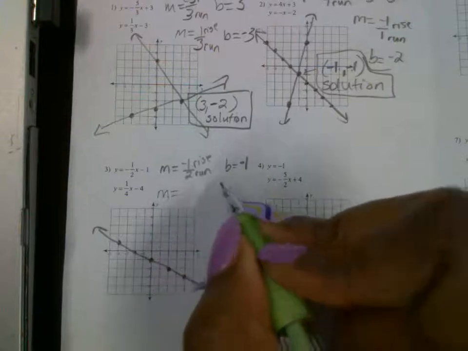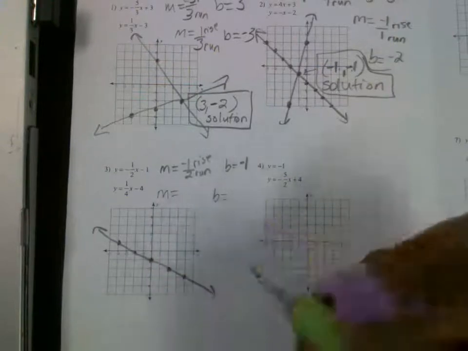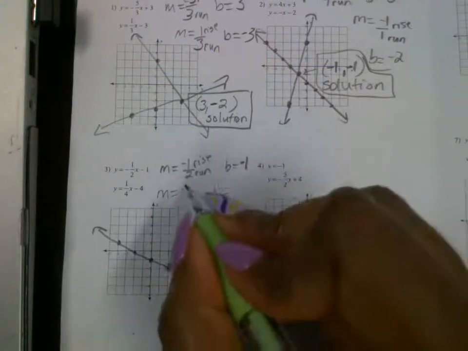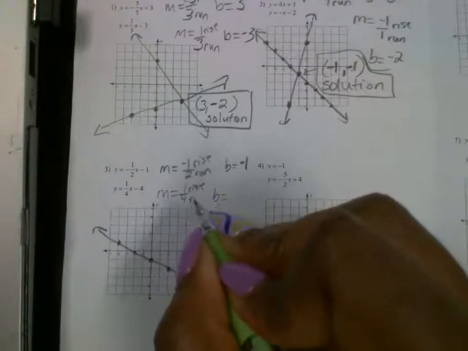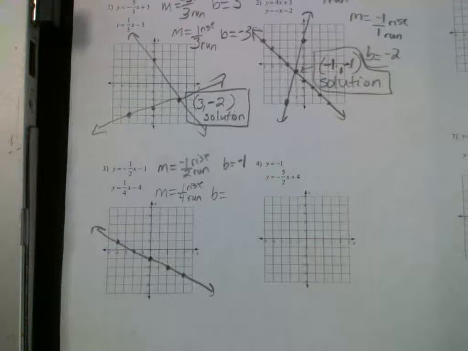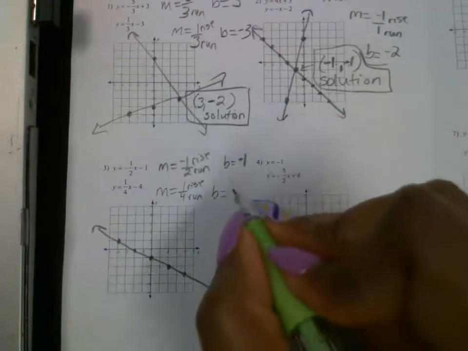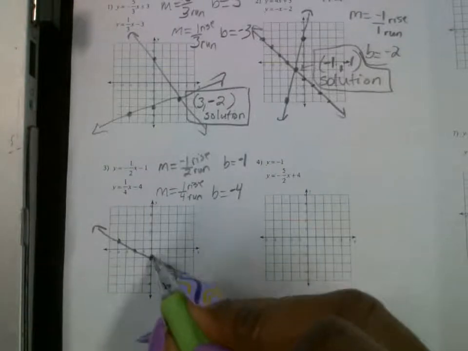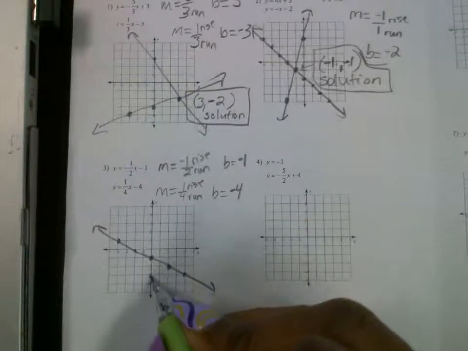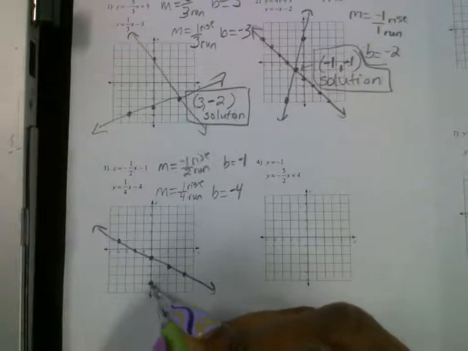What's my slope for the second one? 1/4. Very good, y'all. This is my rise, and the bottom is my what? Run. Excellent. What's my B? -4. Okay, good deal. So now what do I do? Go down to -4. 1, 2, 3. -4 is right here. Okay.